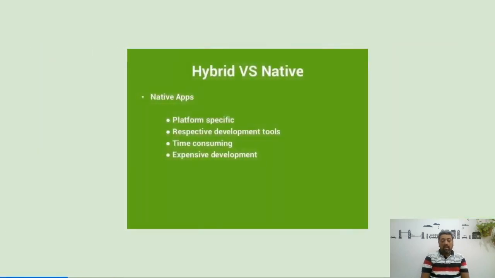So if we are talking about native apps, as I already said, they are platform specific. That is, they target a specific platform like Android or iOS only. They have their own respective development tools. Android developers use the Java programming language. Native iOS developers use Swift or Objective-C. Nowadays, most iOS developers use the Swift programming language.